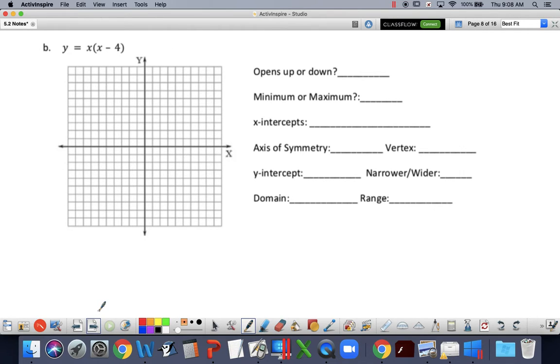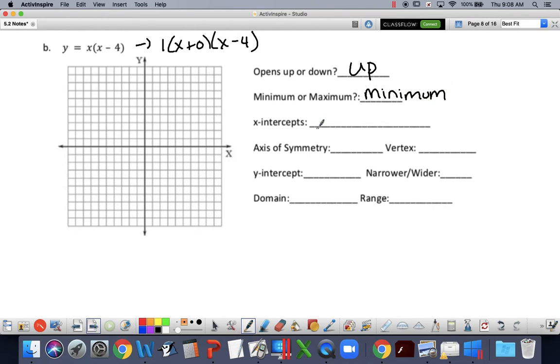All right, so we got a little bit of a strange one here, but I notice basically, if you need to rewrite this with placeholders, you've got a 1 out front and then you've got a 0 grouped with the x. There's nothing within the parenthesis here, so it's really like you're adding 0. Since it has a positive number out front, it's going to open up. So since it opens up, it has a minimum.